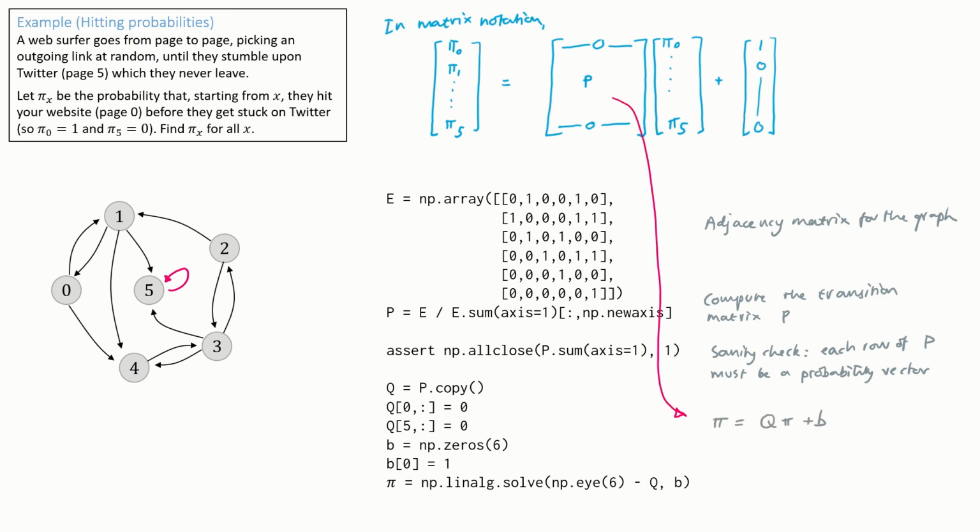Next, I'll set up my matrix equation. Let's write it as pi equals Q times pi plus b, where Q is the P matrix but with the top and bottom rows zeroed out. Next, I'll just rewrite it in the form that NumPy expects for linear equations, matrix times unknown vector equals constant vector, and then it can solve it for us.